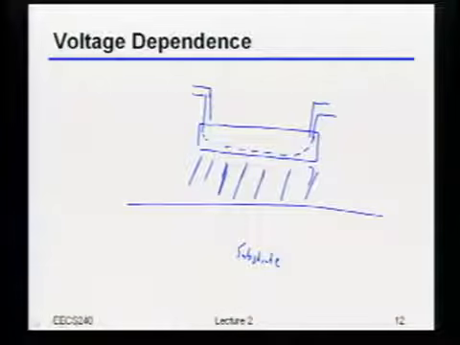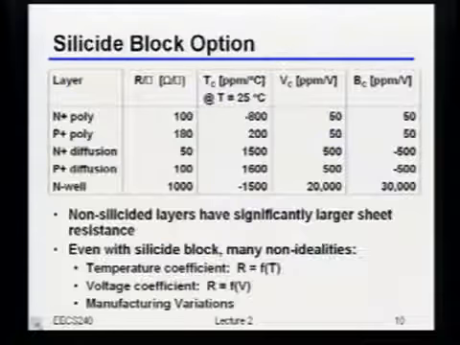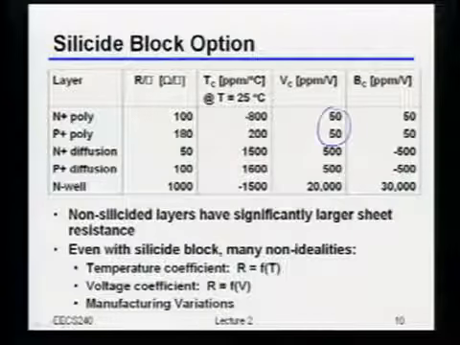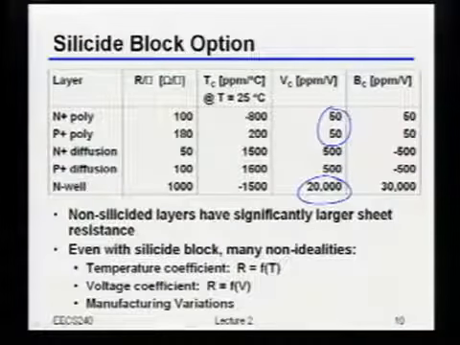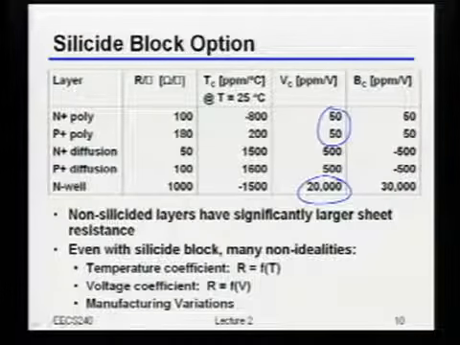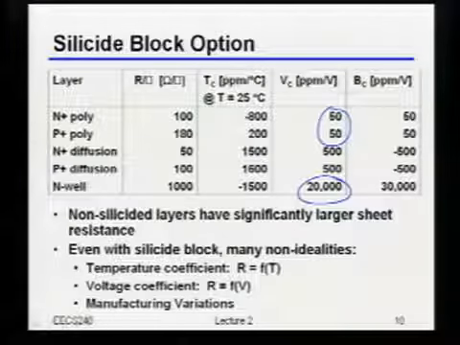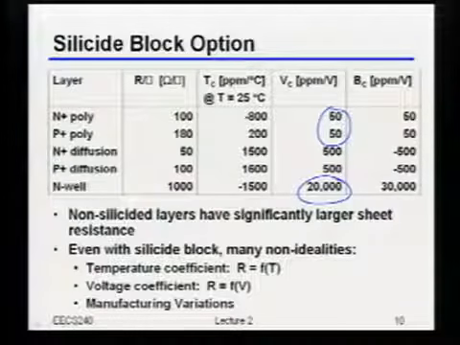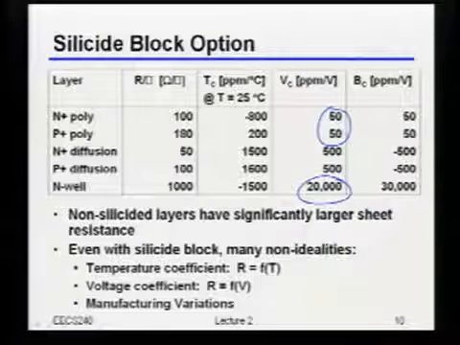Now, as you might expect, because it's poly and you generally dope it and all that, it's not as big of an effect, but it's still there. Okay? So, if you look at these coefficients, you can see they're quite a bit smaller than, let's say, that N-well over there, but still non-negligible. Okay? Does this make sense to everybody? Clear now where that comes from?